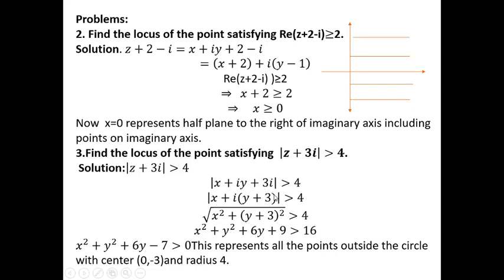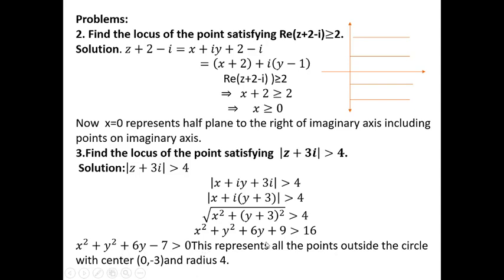Now mod of this function can be written as square root of real part whole square plus imaginary part whole square. Real part is x square plus imaginary part is here y plus 3 whole square. Now squaring on both sides we get x square plus y plus 3 whole square, which is y square plus 6y plus 9 greater than 4 square, that is 16. Now x square plus y square plus 6y plus 9 minus 16, that is 6y minus 7 greater than 0.